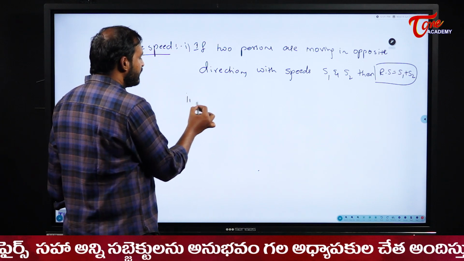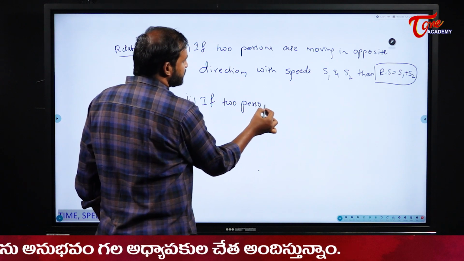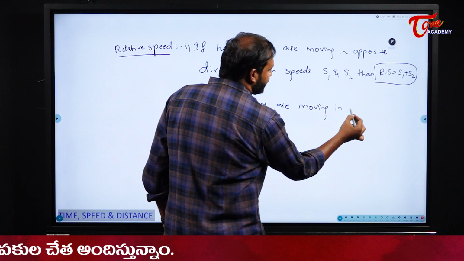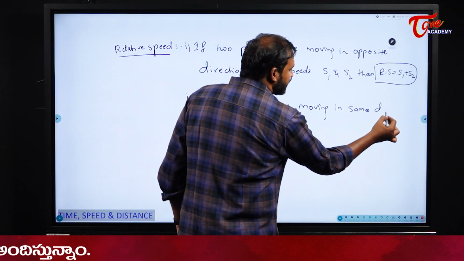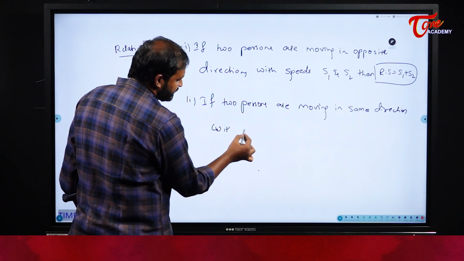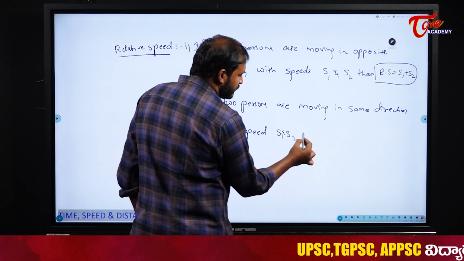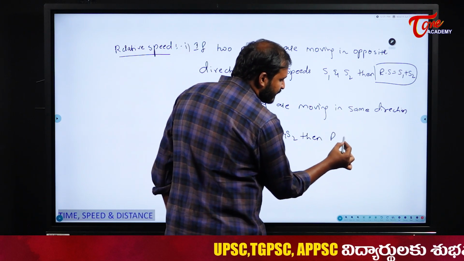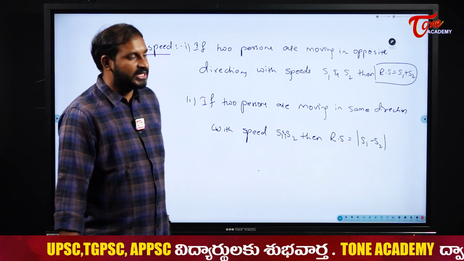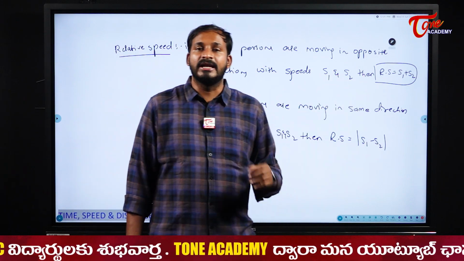And similarly, if two persons are moving in the same direction with speeds s1 and s2, then the relative speed will become what? Modulus of s1 minus s2. The difference between their speeds will become the relative speed in the same direction, and the sum of their speeds will become the relative speed in opposite directions.